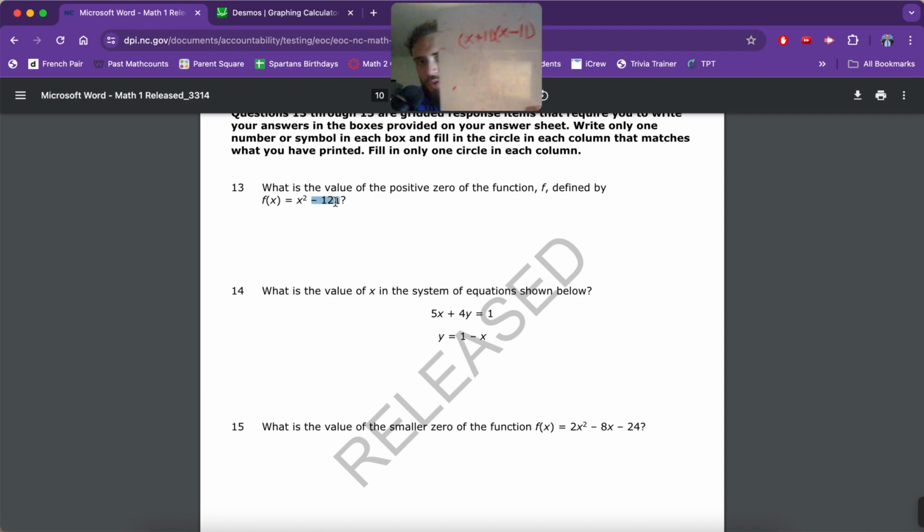That's all you got to do. If you want to check it after you've factored it, just FOIL it out, right? X times x is x squared. 11x minus 11x is 0. Positive 11 times negative 11 gives you negative 121. All right, so that's how you'd get that.